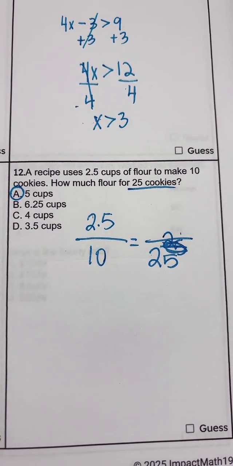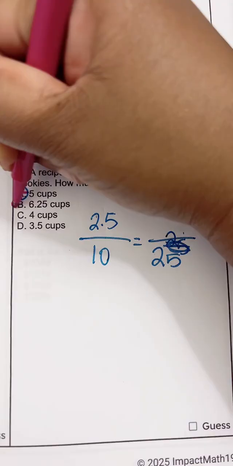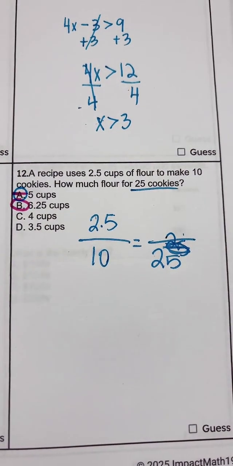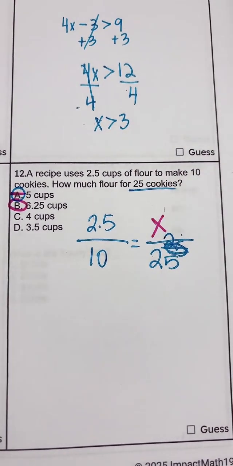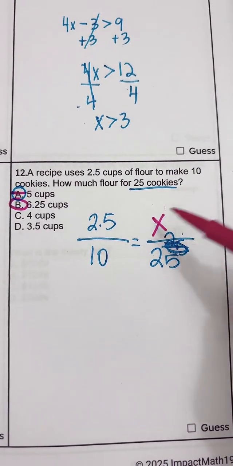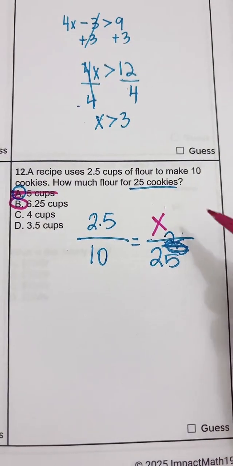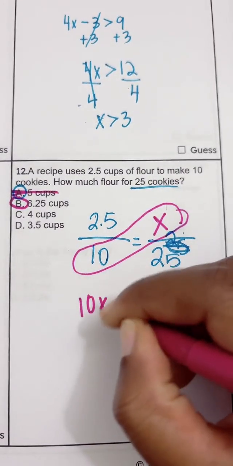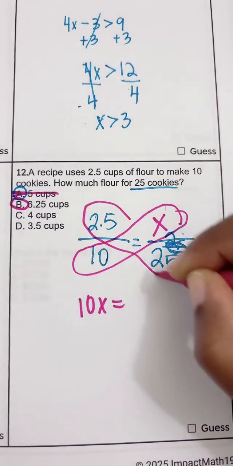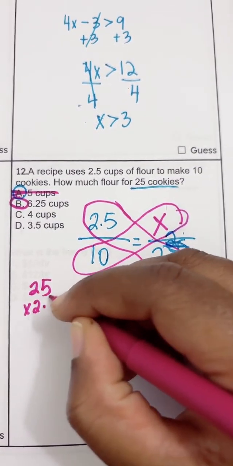Good. Oh, we got some B's coming in, y'all. Should I erase this? Should I circle B? Okay. So now we have to ask ourselves, okay, we don't know how many, right? So we're going to put, okay, Sharon, you said B. Okay, let's cross multiply. Yes, it's B. Okay, good, Latoya, good. Okay, so we're going to cross here. And we're going to get 10x equals. Then we're going to cross here. And we're going to do 25 times 2.5.